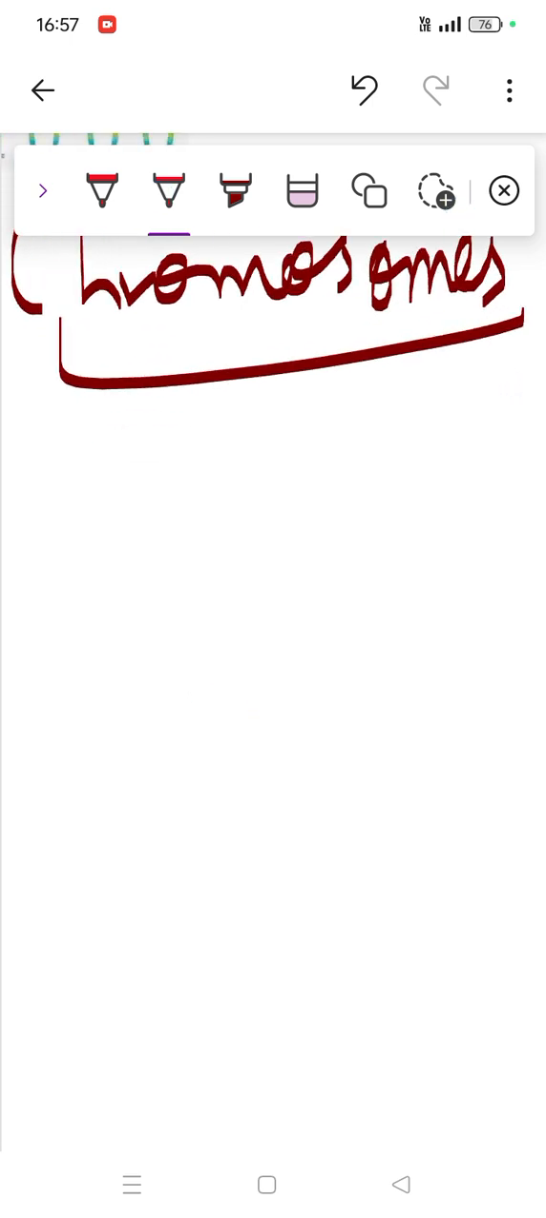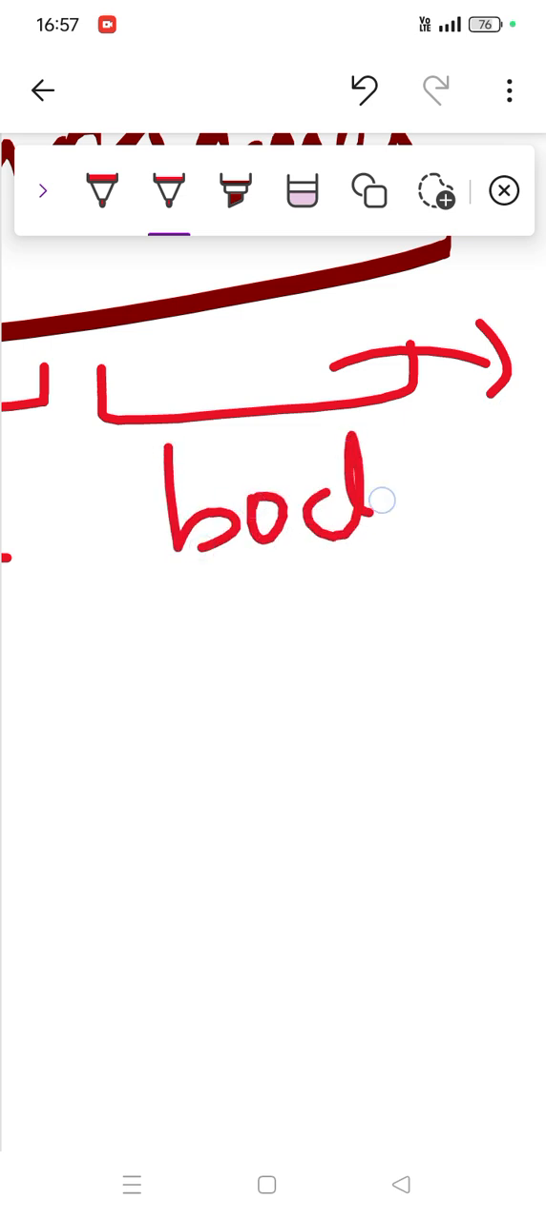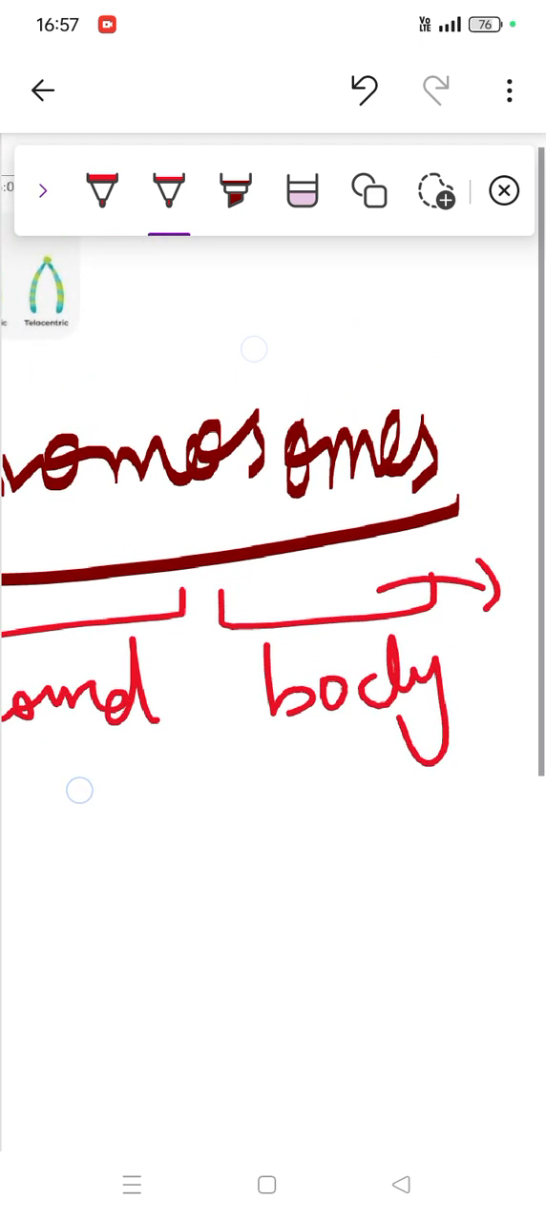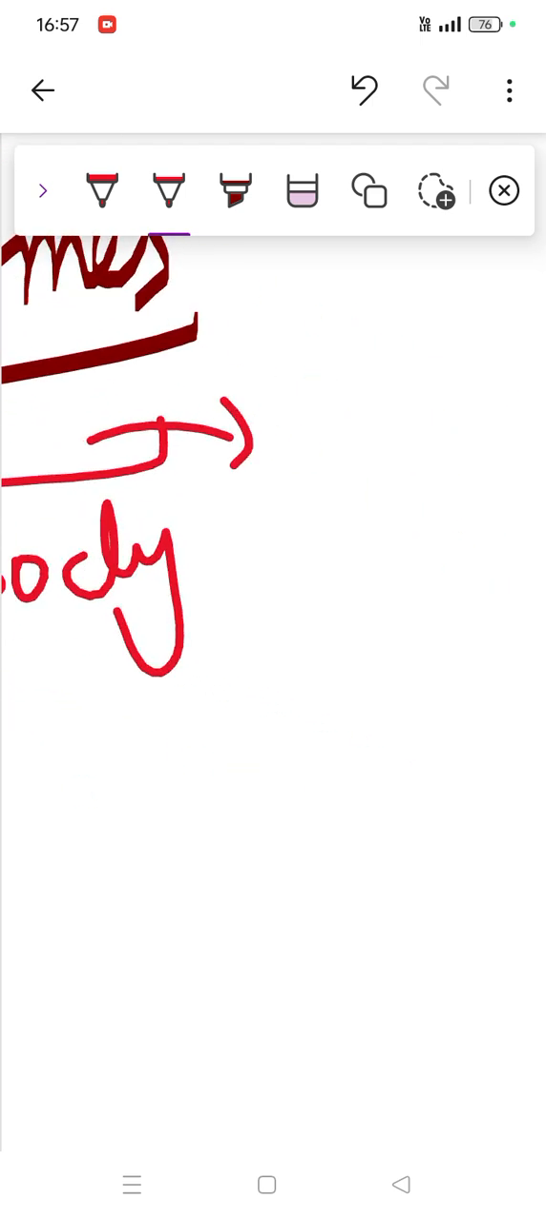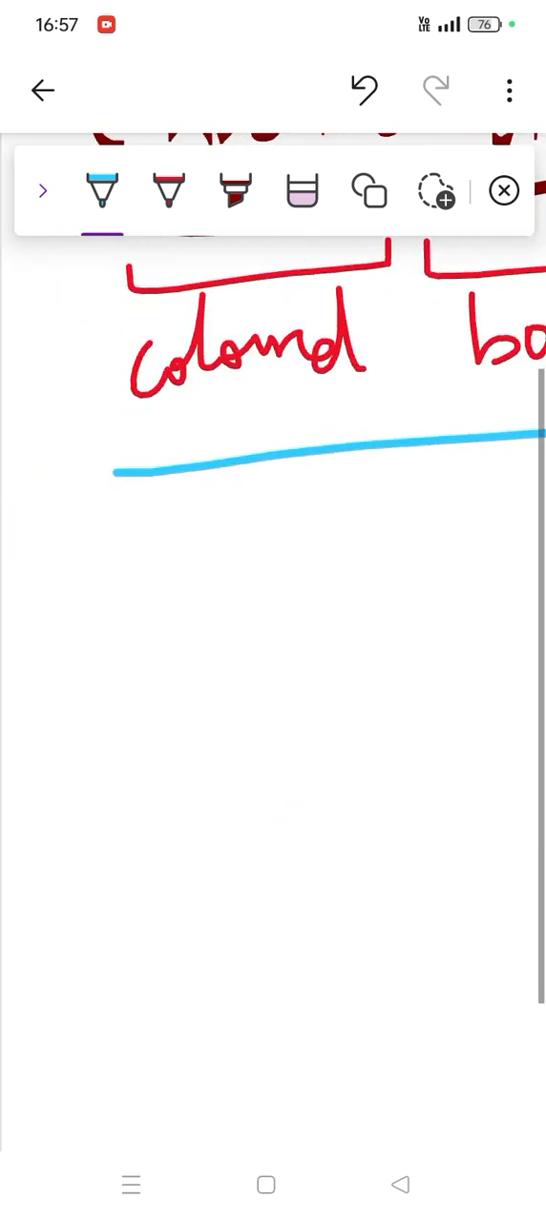Before I start, the word chromo simply means colored. The word somes is taken from soma, and in biology wherever you see the word soma, it simply means body. So the word itself says it is the colored body. But what if I say it's wrong? It's wrong. Why is it so? This is not a colored body. This is simply a transparent structure which has so many functions.